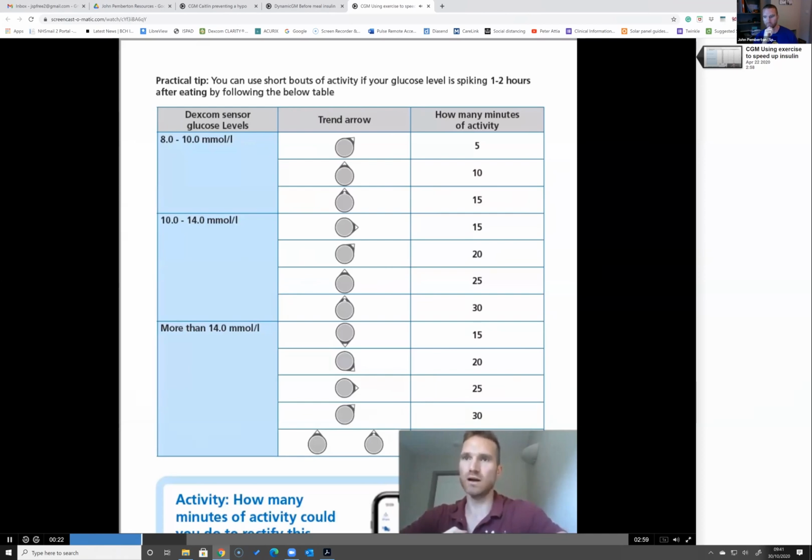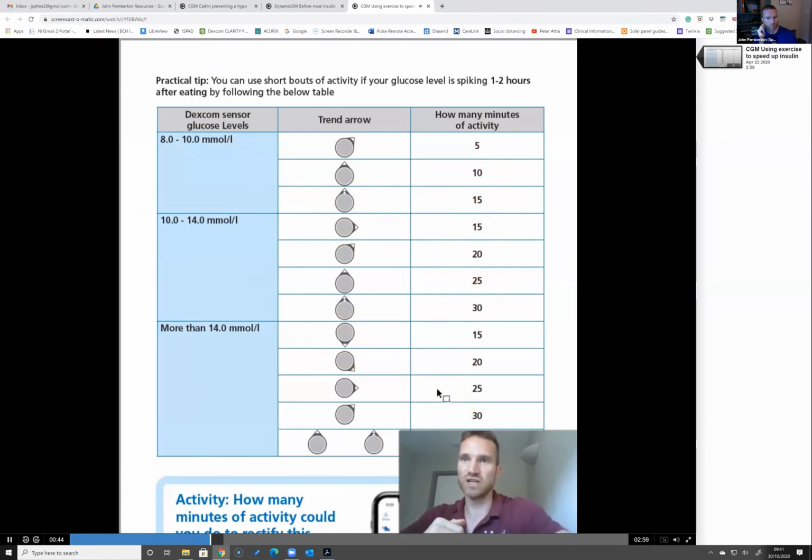So if you do a nice short bout of activity, it will increase the blood flow to the muscles, increase how quickly the insulin works, and drag the glucose level down faster and without requiring extra insulin. So you can see quite clearly here if it's between 8 and 10, and depending on the rise, how long you should do the activity for. Between 10 and 14, the length of time goes up, and above 14, it goes higher.